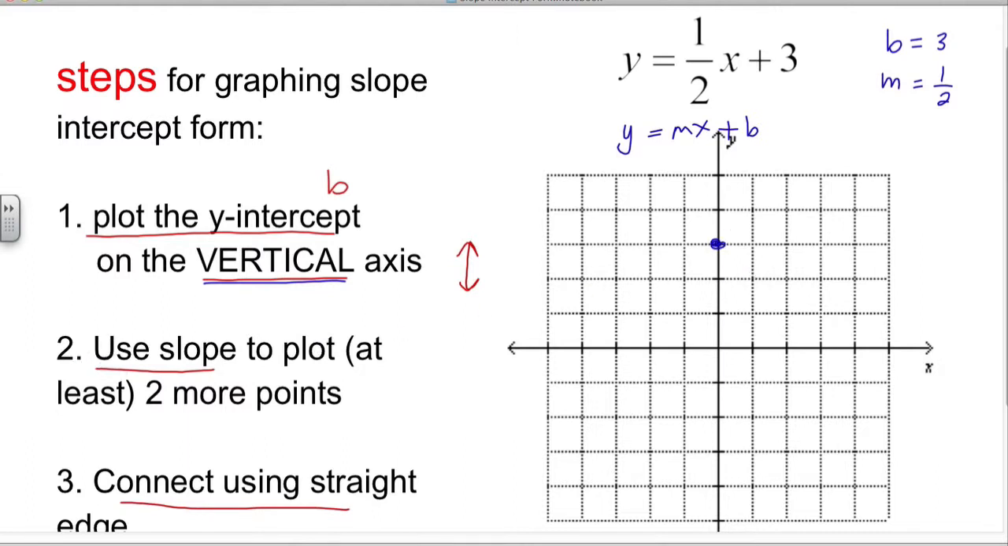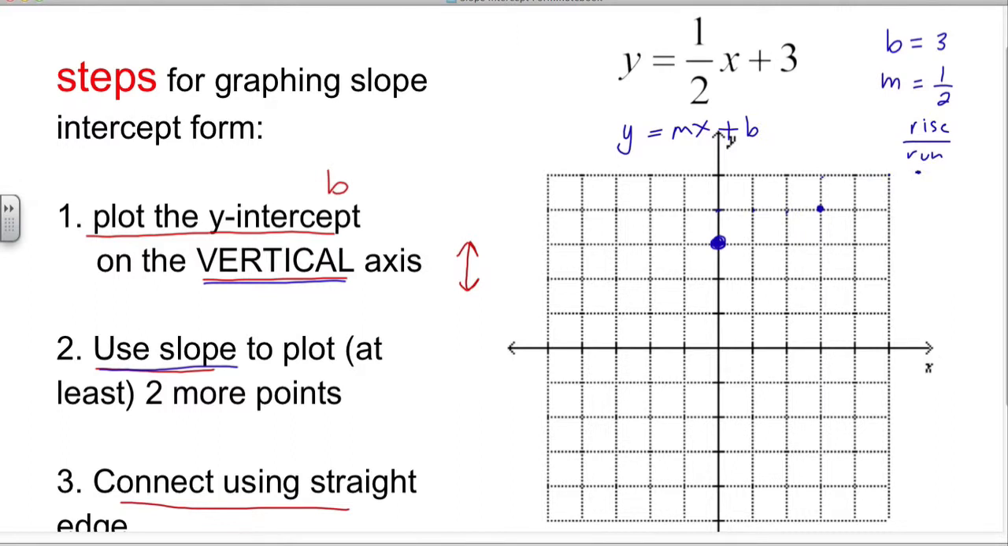Now, in step 2, we use the slope to plot at least 2 more points. So my slope was 1/2. Remember, slope is rise over run. So from this point here, the 3 on the y-axis, we're going to rise 1 and run 1, 2, 3. And then we could do that again. We could rise 1 and run 1, 2, 3.